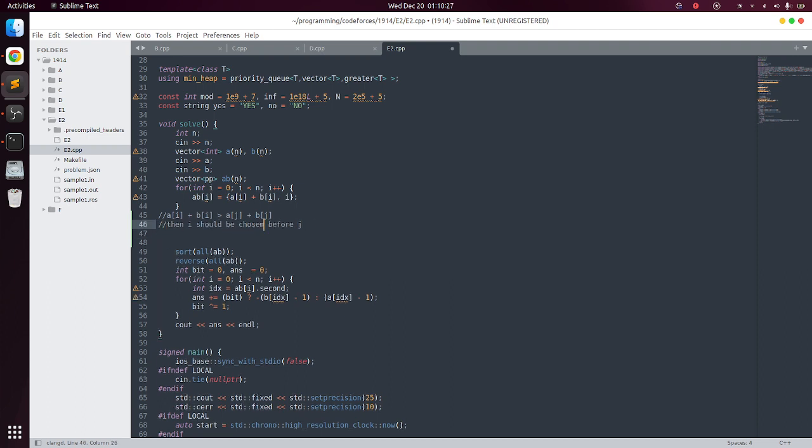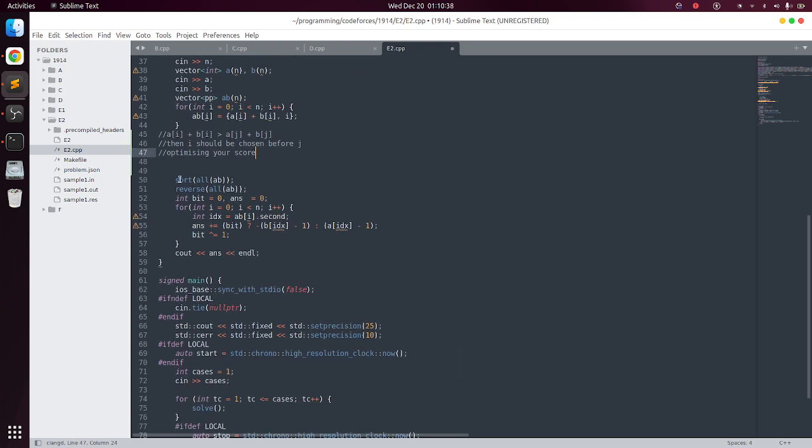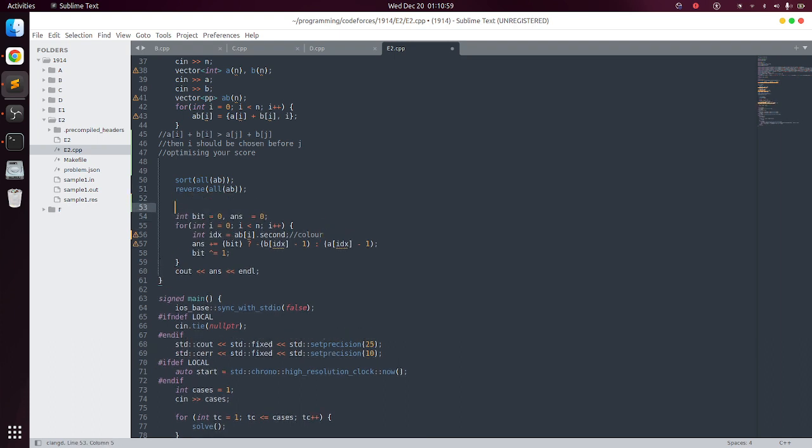Why? I have just explained this, because in both ways, through A and through B, you are actually optimizing your score. So you just sort all this in reverse order. I don't know why I have reversed it; you can use a reverse iterator or a greater comparator. Then you keep the index, because that tells which particular color you have to choose. And then you have a turn, where 0 represents Alice's turn and 1 represents Bob's turn.